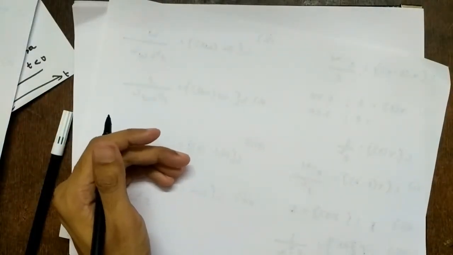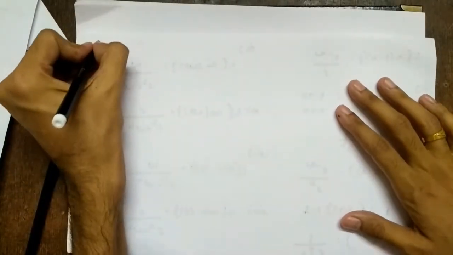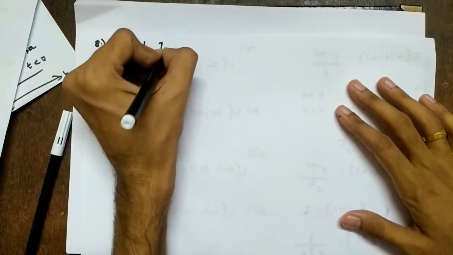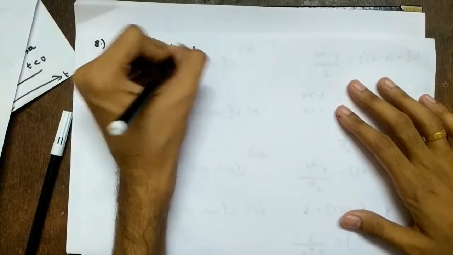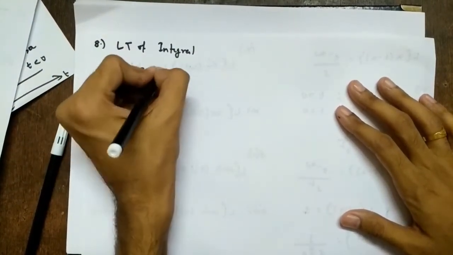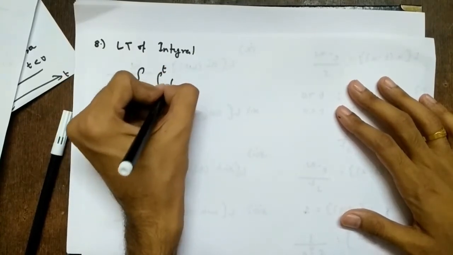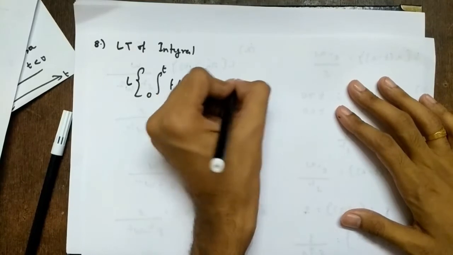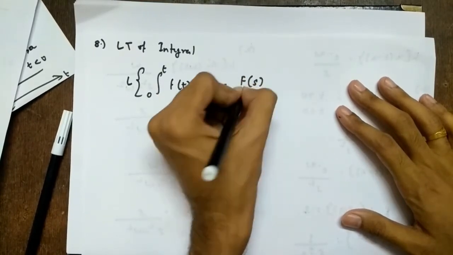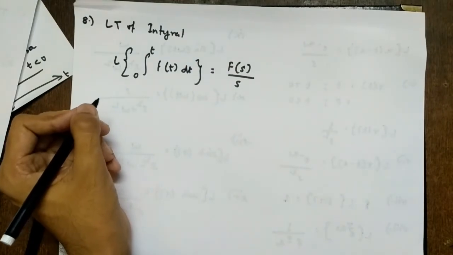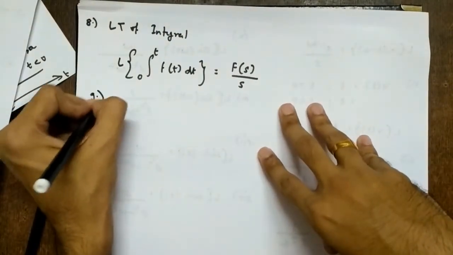Next, similarly to the derivative, we will obviously have an integral property. So the Laplace transform of the integral from 0 to t of f of t dt is F of s by s. This is the standard property.